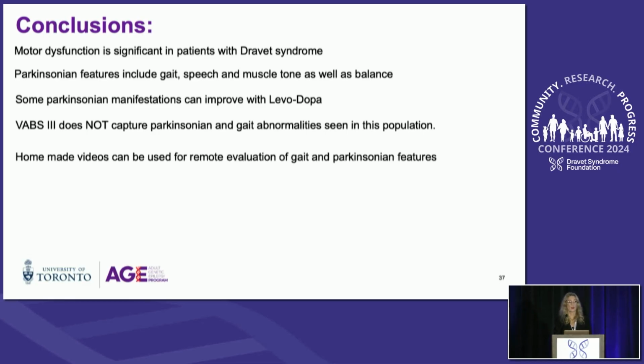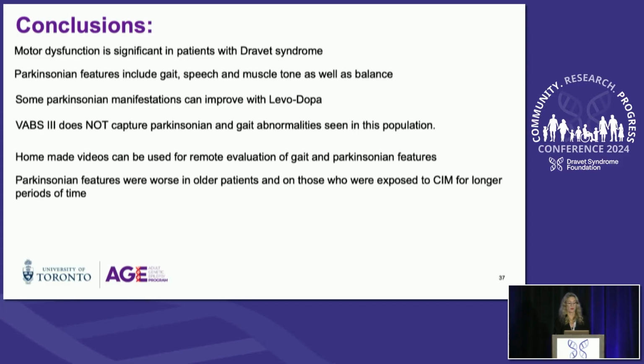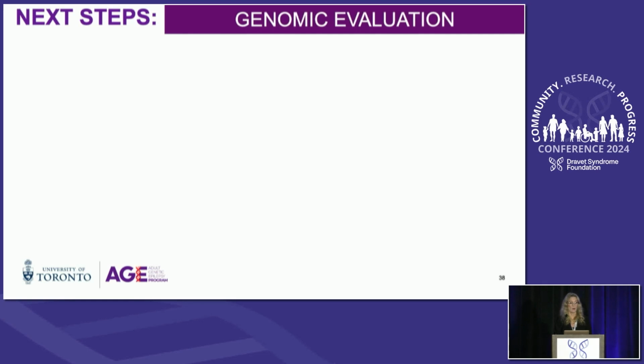We confirmed that the homemade videos are a good way to evaluate gait and Parkinsonian features, that they were worse in patients that were older, exposed to the wrong medication. And then what are the next steps? So the next thing that we want to do is try to understand better. As I mentioned, the protein is expressed in the brain, the peripheral nerves, and the muscle. So why these patients have Parkinsonism, why they have this or that.